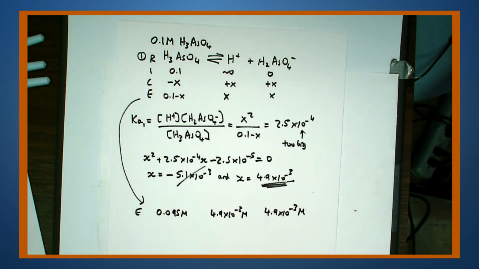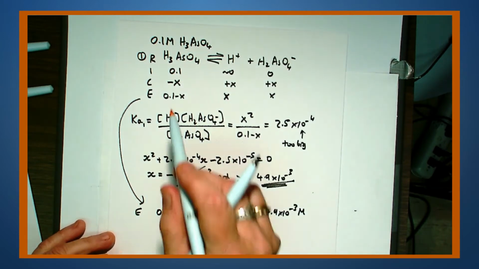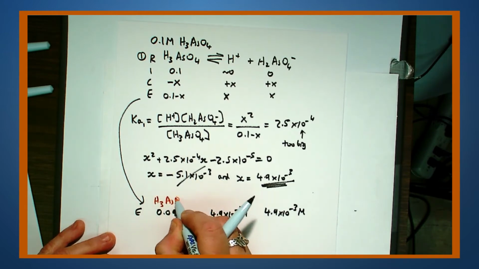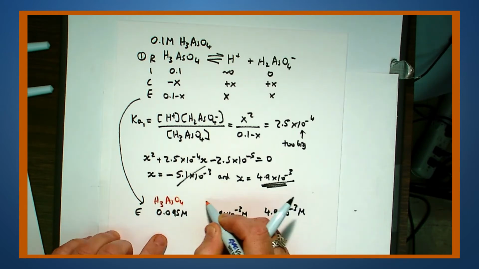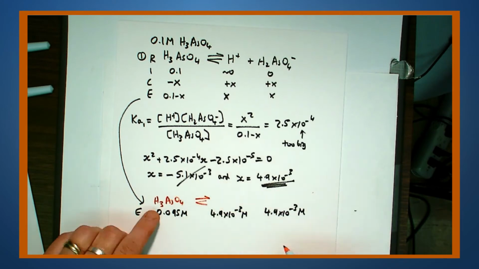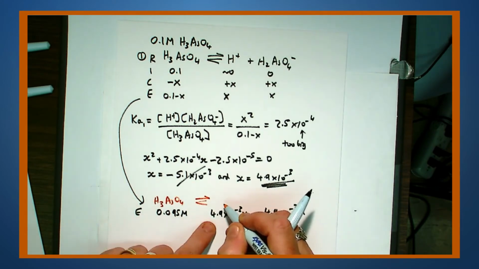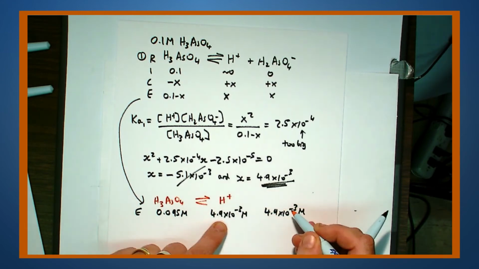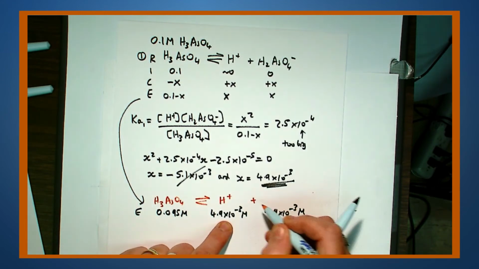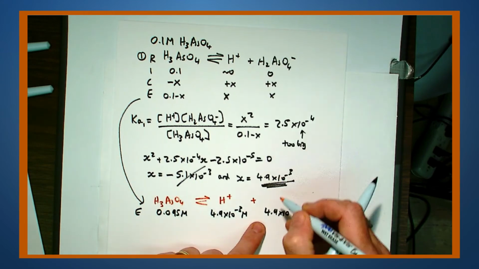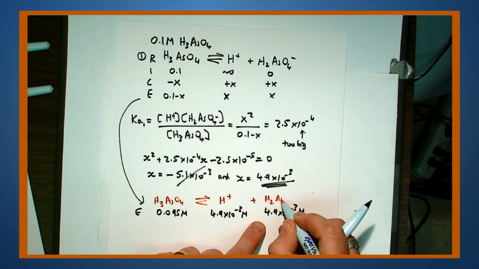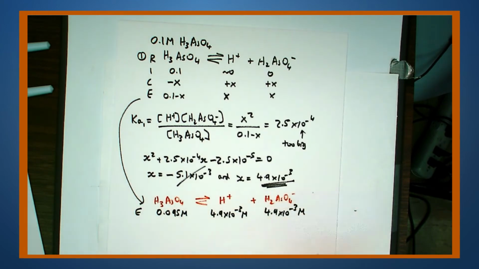Now, if they want to know what the concentration of H3AsO4 is, let's write the reaction down up here, H3AsO4. If they want to know what the concentration of that is at equilibrium in this solution, you're done. If they want to know the pH or the H+ concentration, you are basically done. We'll show why in a minute. And if they want to know this one, you are close to done, but you might want to double check.